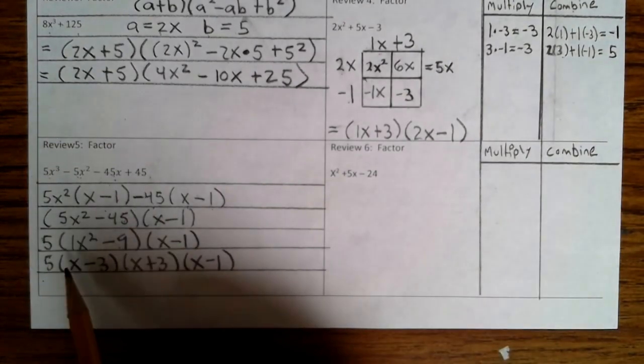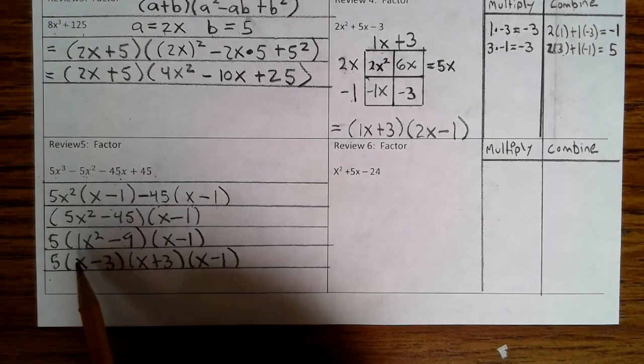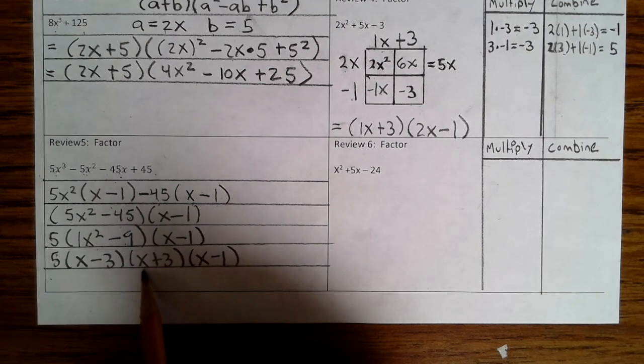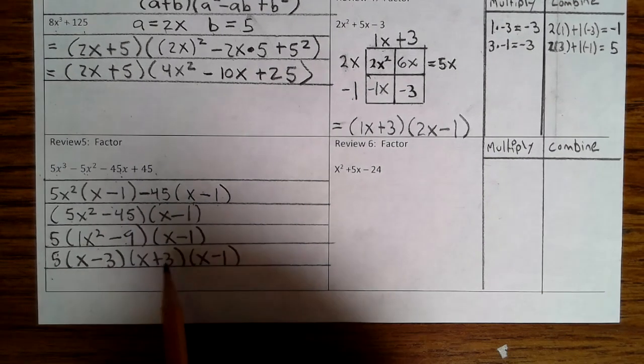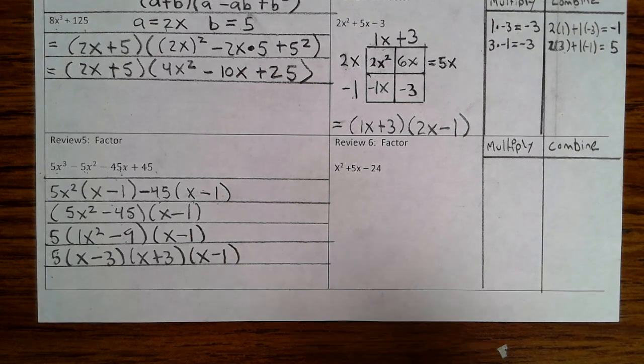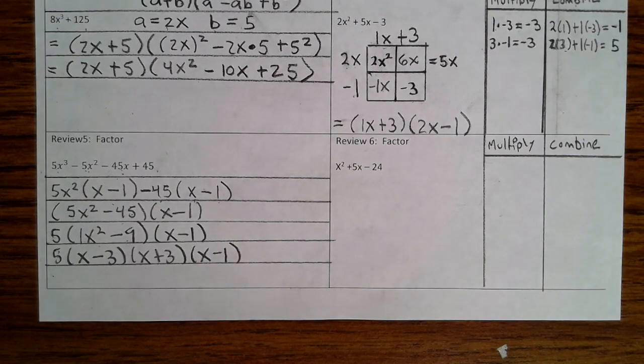We know that because x times x is x squared, x times 3 is 3x, negative 3 times x is negative 3x, those cancel. Negative 3 times positive 3 is a negative 9. So now it is factored using difference of squares, or rather factor by grouping, and then here, difference of squares. All right, review 6. Factor x squared plus 5x minus 24.